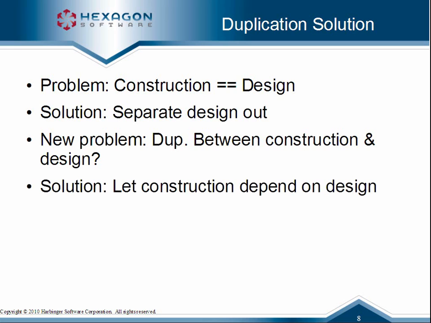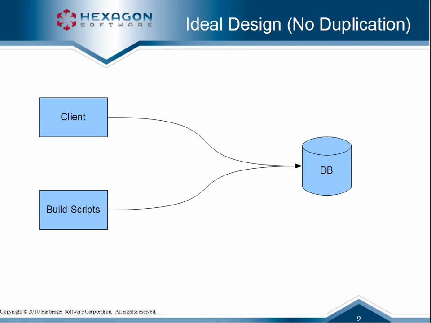So the solution there is to let the construction logic depend on the design, basically to bind those design symbols to your construction logic. If you imagine abstractly you have some clients and they talk to the database through their idea of what the database design is, and you have some build scripts and they talk to the database through their idea of what the design is, the solution really is to have a common notion of what the database design is, from which both the client and the build scripts draw. And that's the only way that both artifacts talk with a database.